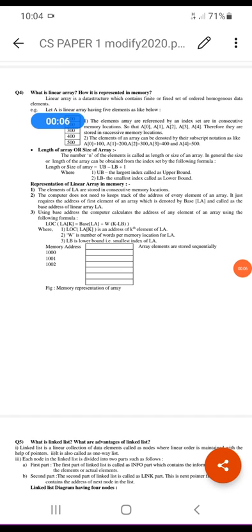Today we are going to learn about one of the data structures called linear array. So what is a linear array? A linear array is a collection of homogeneous data elements which are stored in consecutive memory locations. So to store an array we use consecutive memory locations, and the data elements collected under the array are homogeneous, that is, of the same type.